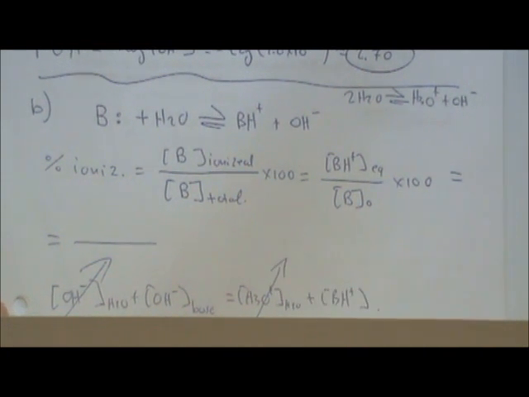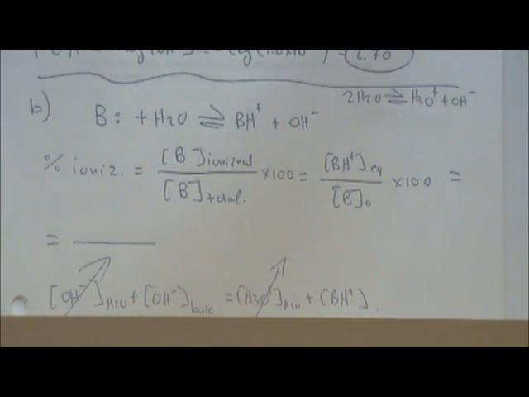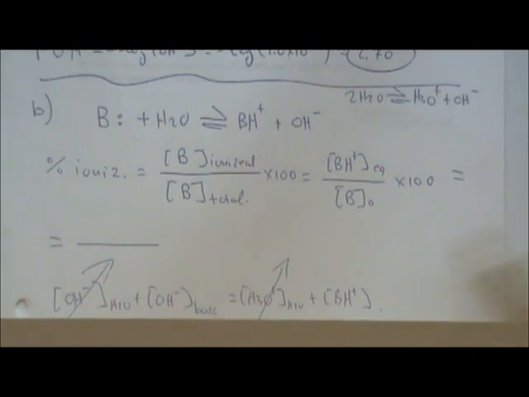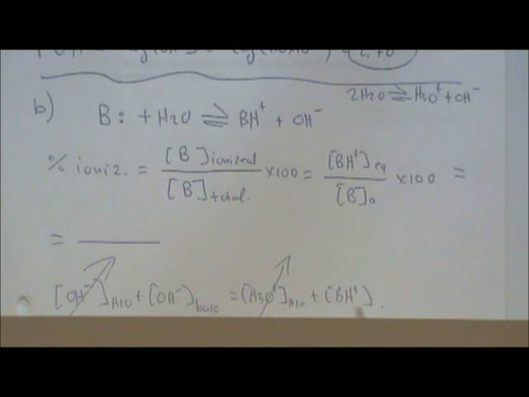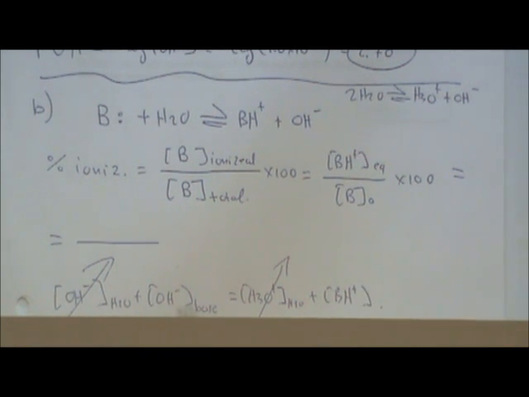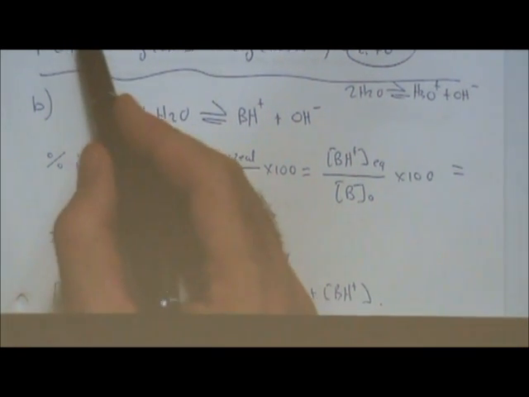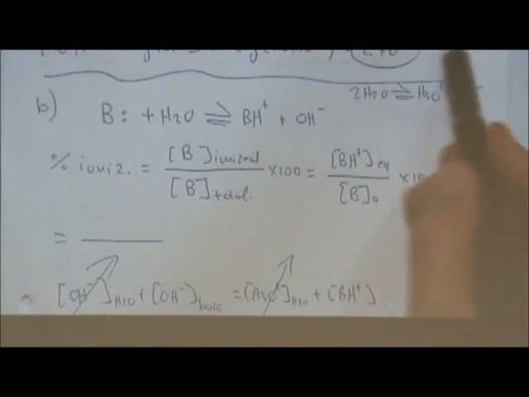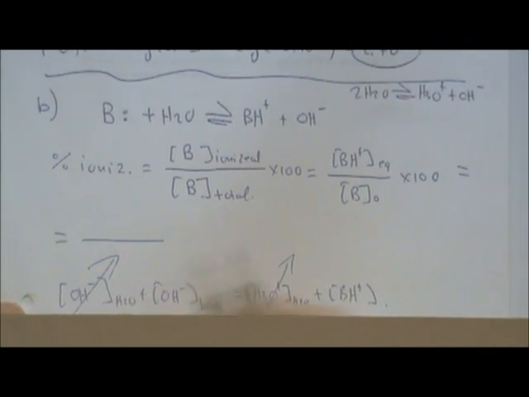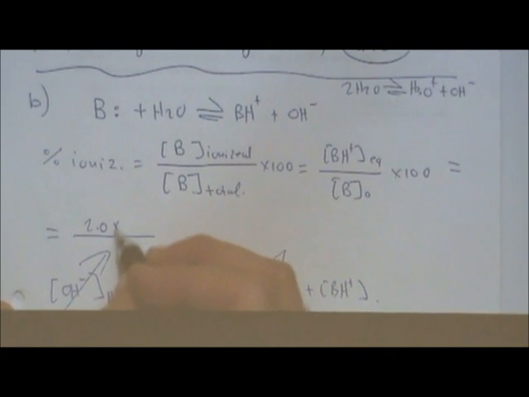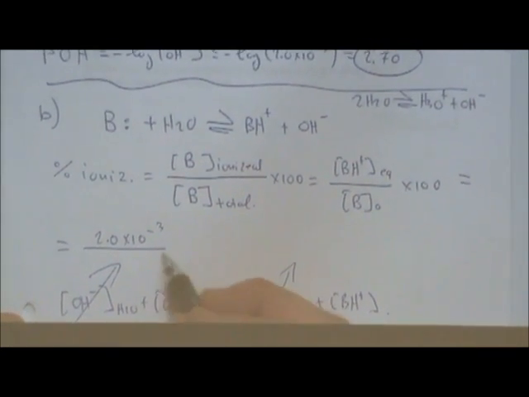So instead of this, we put what? The OH minus from the base, which is how much? 2.0 times 10 to minus 3 divided by the concentration of the base, which is 4.0 times 100, and that's 5% ionization. Great. Everybody got it? Let me see your hand.